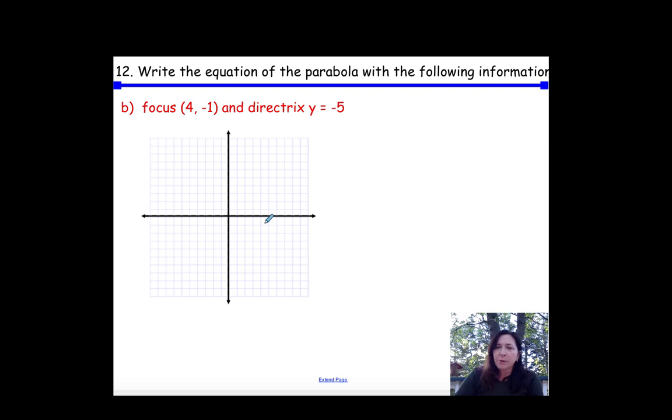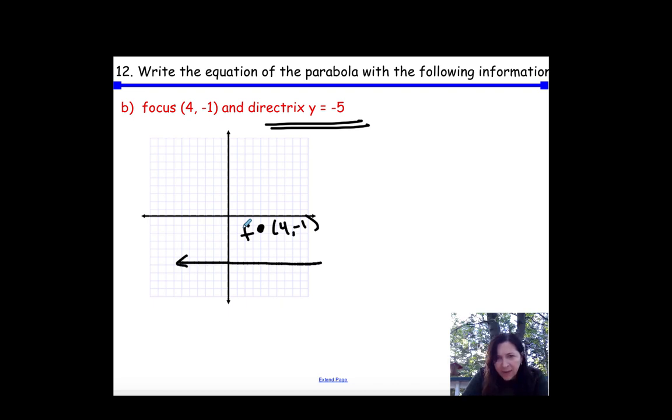Write the equation of a parabola again, knowing that you have a focus at 4, -1. So here's 4, -1. So 4, -1, and that's my focus. I like to put an F or a V there, depending on what it is I'm trying to label. So it helps keep that in mind. A directrix is y equals -5. So that is a line that goes through the y-axis. So that's a line that goes through the y-axis at -5.